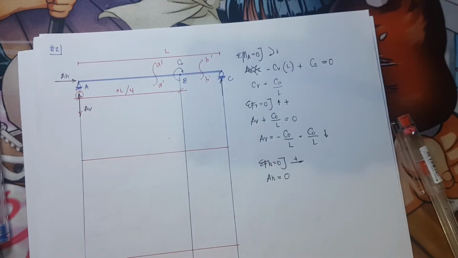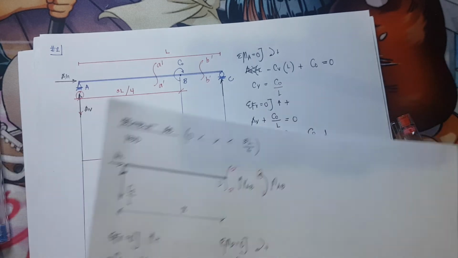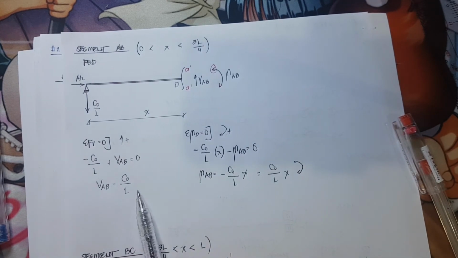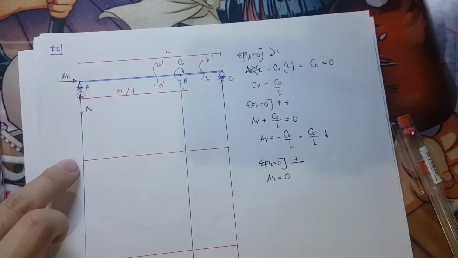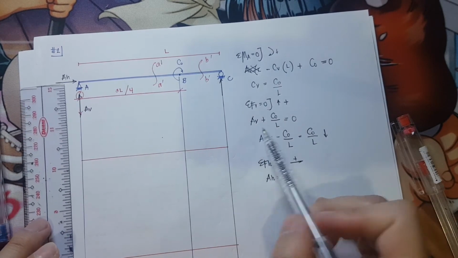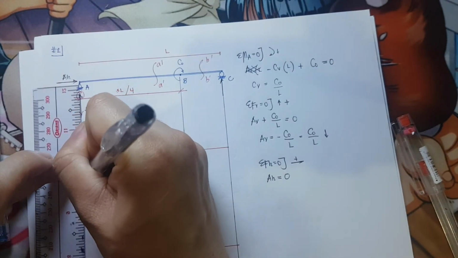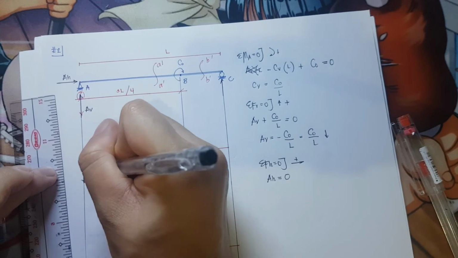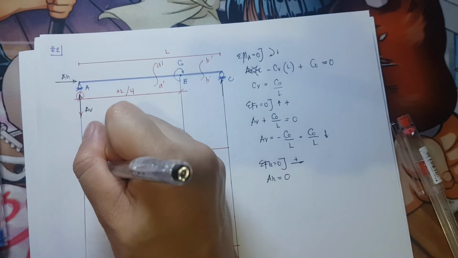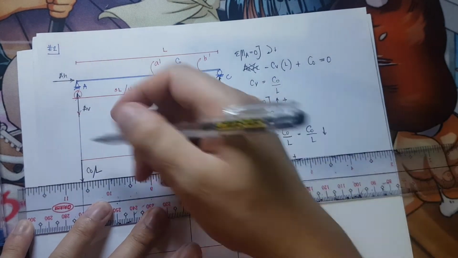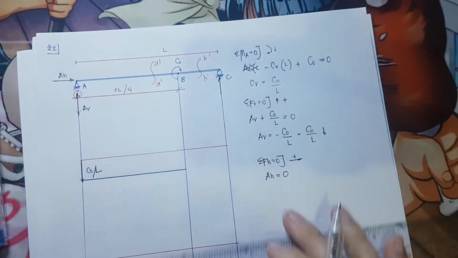Okay, so we're now ready to draw our shear diagram. So for segment AB, our equation is C's of naught over L. So from A to B, it is C's of naught over L. So we have here at point A, a reaction of downward C's of naught over L. So this is C's of naught over L. Then from point A to B, it is still C's of naught over L. So that is a straight line.